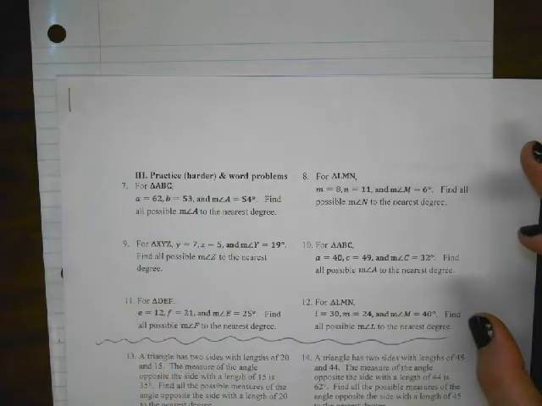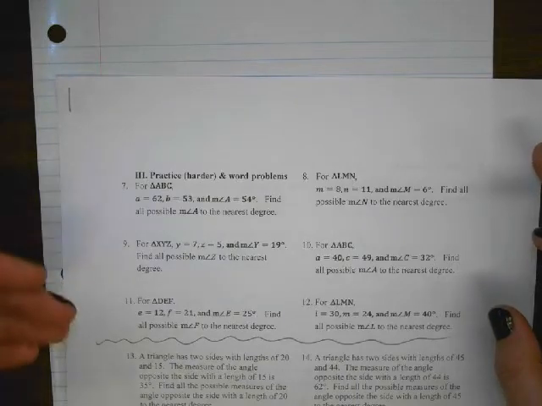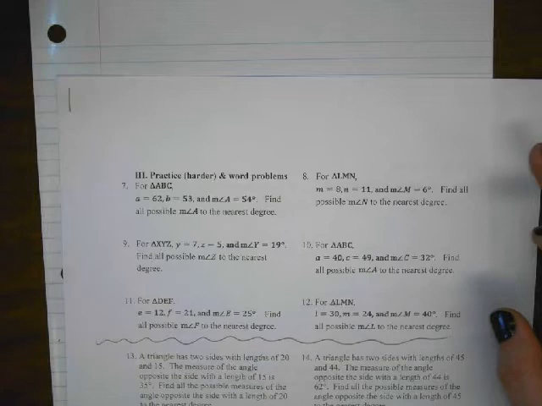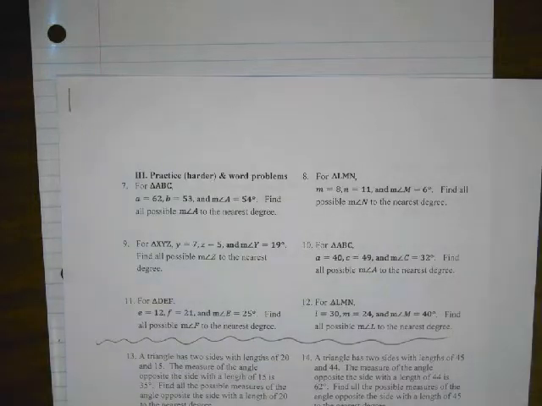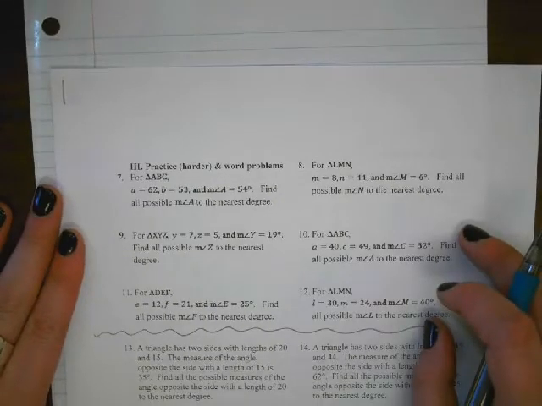So if it has only one triangle, I want you to find all the sides and the angles of that one triangle. If there are 2 triangles, I want you to find all the sides and the angles of those 2 triangles. All right, so I'm going to go ahead and walk you through problems 7 and 8 just to make sure that we have good examples of 2 of them, and then I'm going to have you finish 9, 10, 11, and 12.